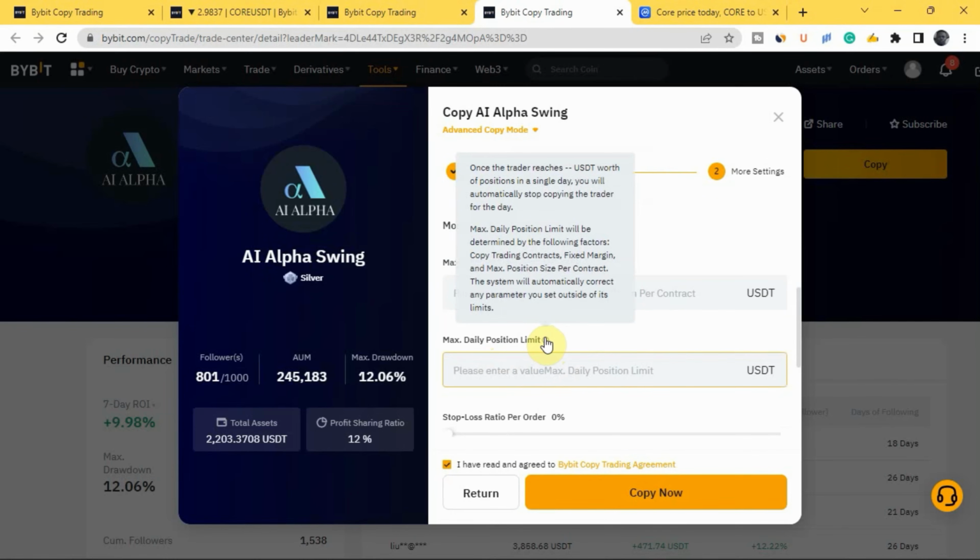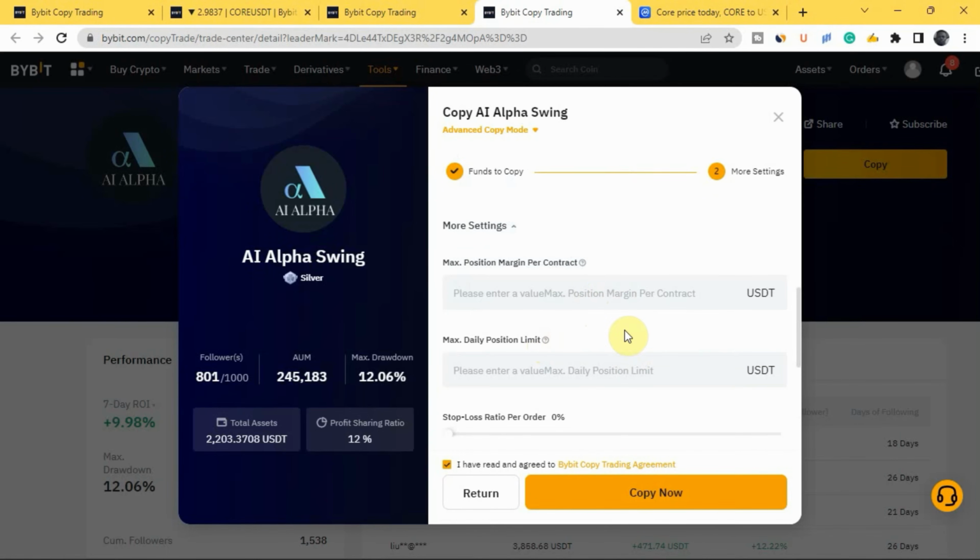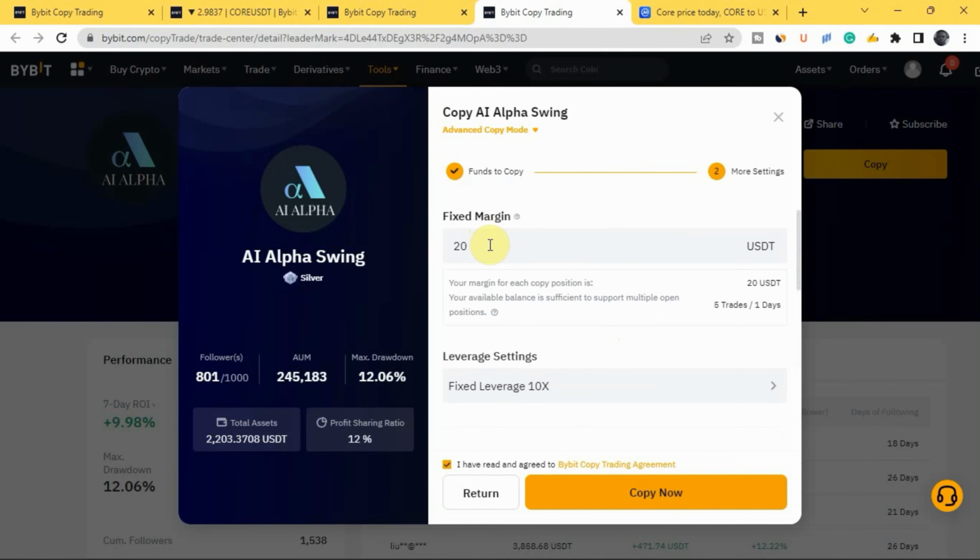For this maximum daily position limit, as you can see on the screen, this means that once the trader reaches the amount of USDT you put in there in a single day, you will automatically stop copying the trader for the day. I would advise that you leave this too, they are not really necessary. All you need to do is just enter the margin right here and your leverage, and don't forget to put the total funds you want to use to copy.